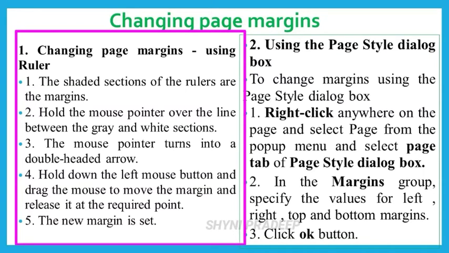Basically, the shaded sections of the rulers are the margins. Okay. Hold the mouse pointer over the line between the grey and white sections. The mouse pointer turns into a double-headed arrow. Hold down the left mouse button and drag the mouse to move the margin and release it at the required point. Now the new margin is set.